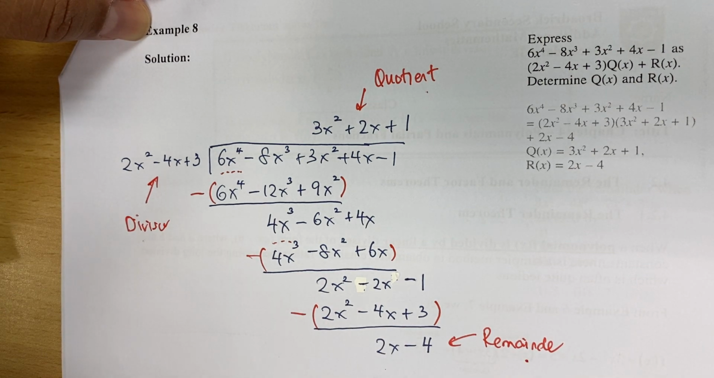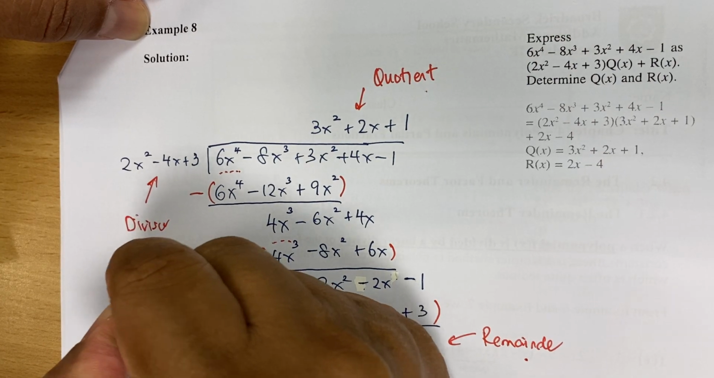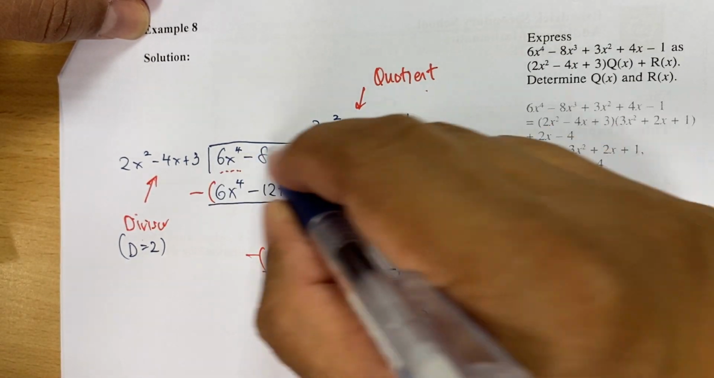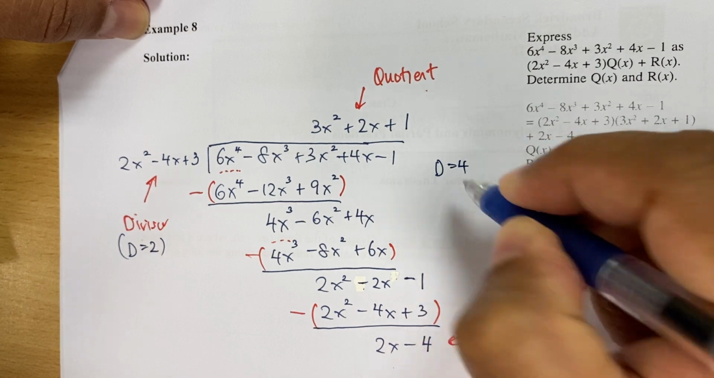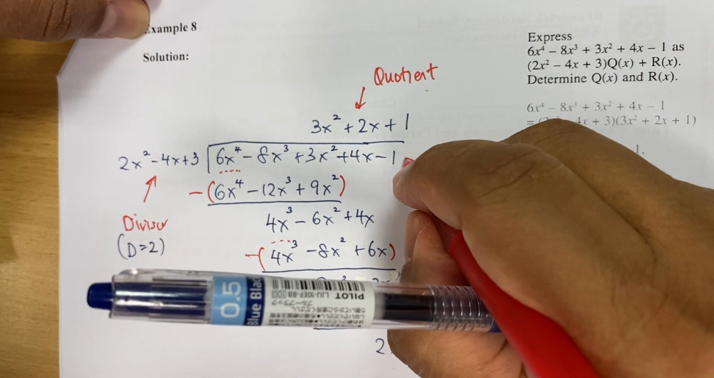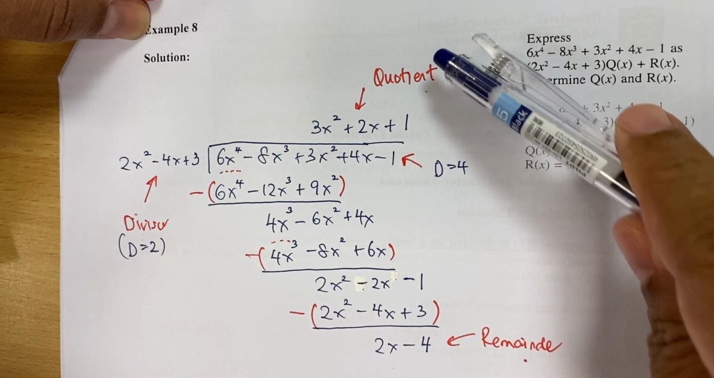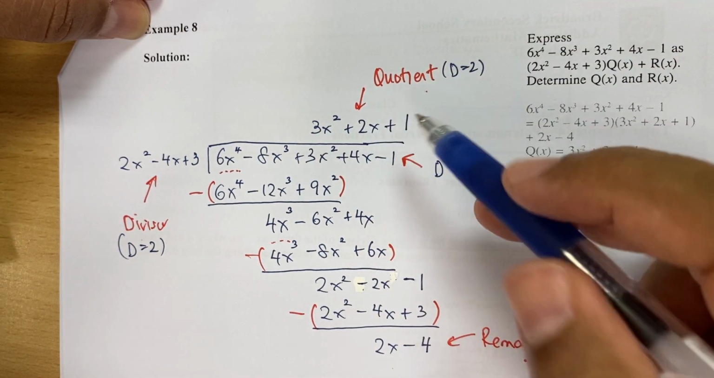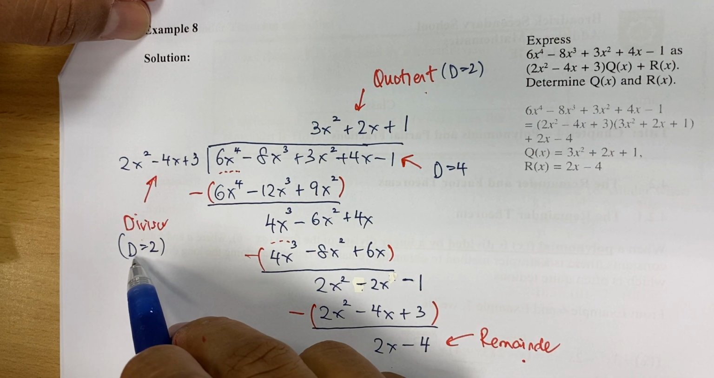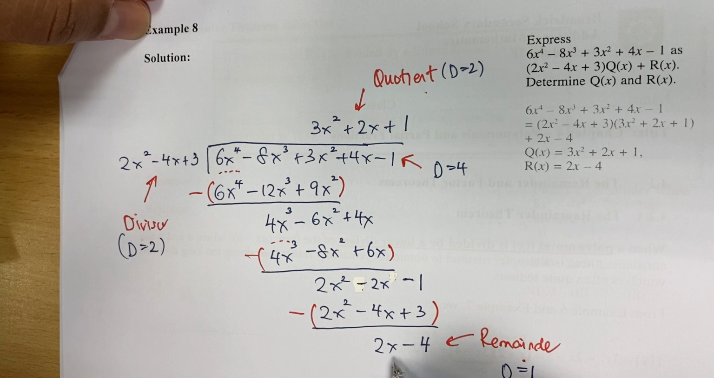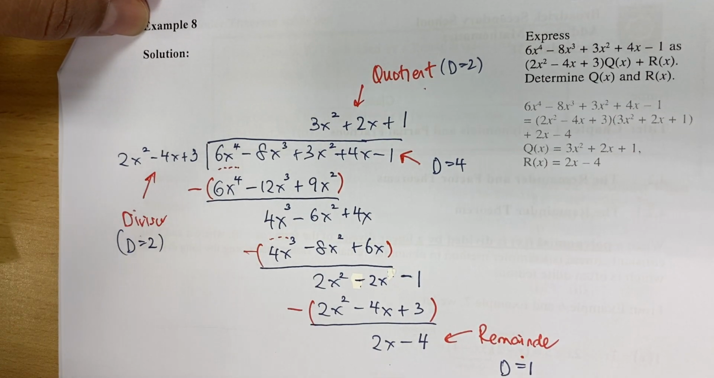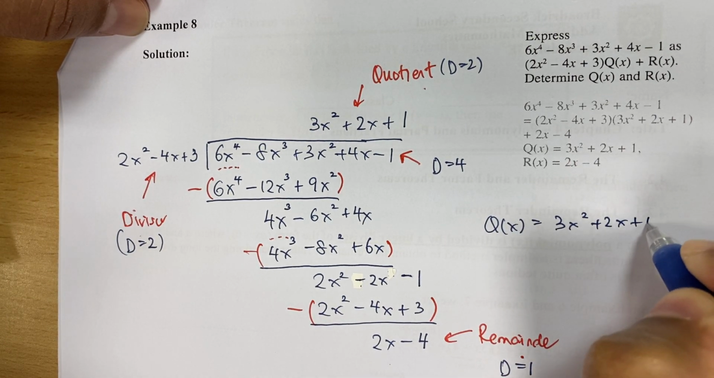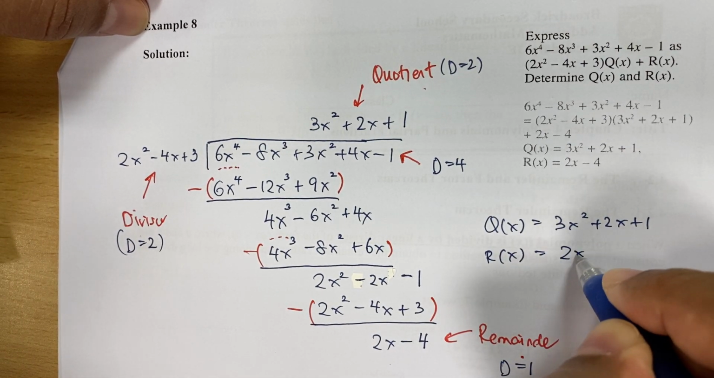Now the divisor is of degree 2. This is a quadratic. The dividend is degree 4. Am I right? So the quotient must be what? This plus this must be the degree of the dividend, so this must be degree 2. And we check, yes, the quotient is degree 2. And the remainder must be at most 1 less, so this must be degree 1, correct. So what will be Q(x) and R(x)? Q(x) will be equal to the quotient, that's what they want, and R(x) will be the remainder, which is this.